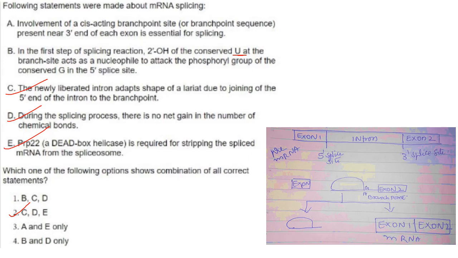Then E. PRP22, a DEAD box helicase, is required for stripping the spliced mRNA from the spliceosome. That is also correct. So the answer here is option 2, that is C, D and E.